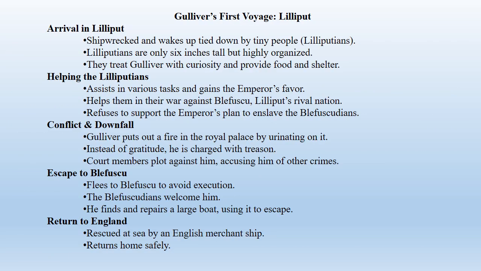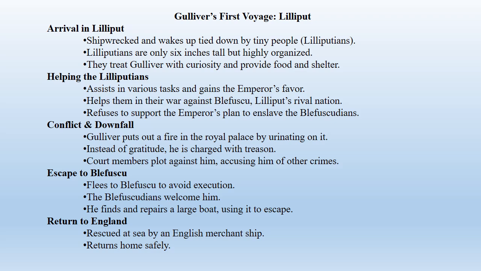Let's see the summary of Gulliver's Travels. Gulliver's first voyage takes him to Lilliput, an island inhabited by tiny people only 6 inches tall. After a shipwreck, he awakens to find himself captured by the Lilliputians, who initially treat him with kindness and curiosity. They provide him with food and shelter, and in return, he helps them solve various problems, particularly their conflict with Blefuscu, a neighboring island. Gulliver earns the Emperor's favor by aiding Lilliput in its war against Blefuscu, but his loyalty comes into question when he refuses to support the Emperor's plan to enslave the Blefuscudians.